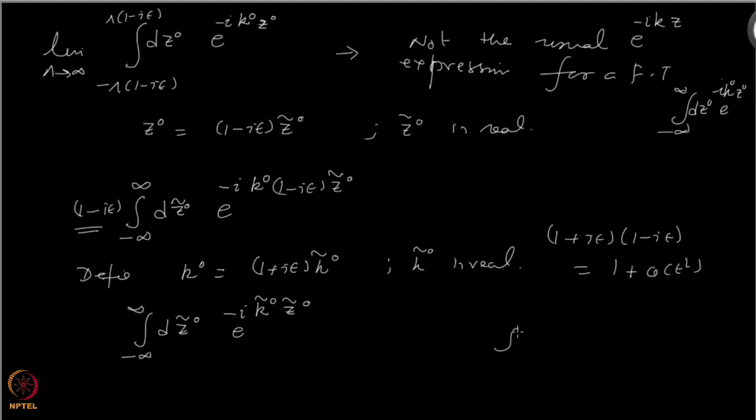So, there you will have integral k tilde naught, okay, and this one will be running from minus infinity to plus infinity when you are doing some Fourier transforms, okay, and which will mean that when this is running from minus infinity to plus infinity, your k naught will be running from minus infinity (1 plus i epsilon) to plus infinity (1 plus i epsilon).